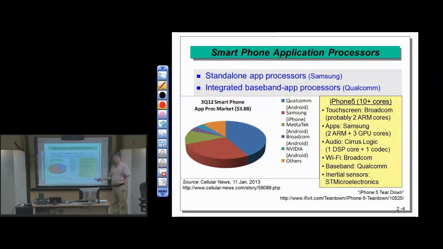These are what they found from just taking apart an iPhone, and they give you the pictures and the play-by-play story as they go. So this is the cores they could find. They have the app processor, from Samsung, right? It has 5 cores, so it's 2 ARM cores and 3 GPU cores. Why all the GPU cores?